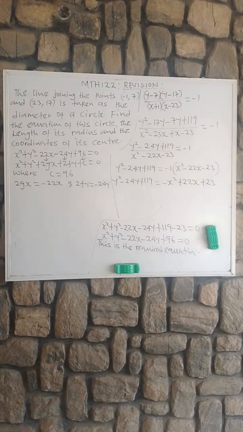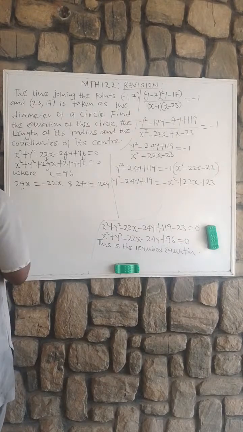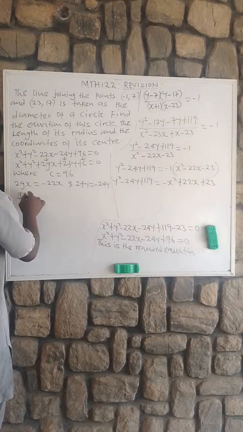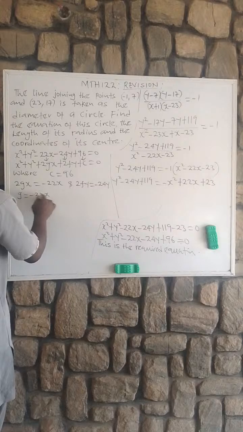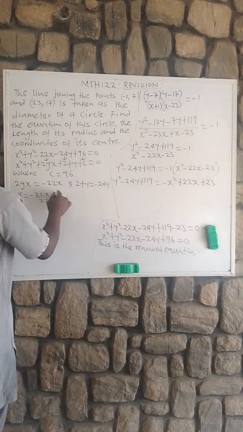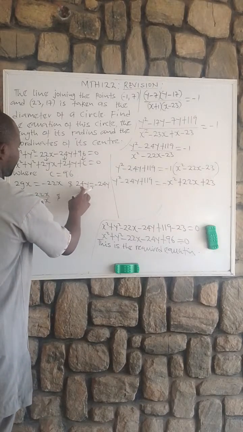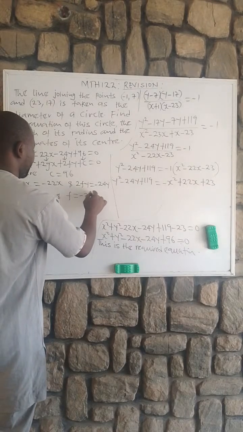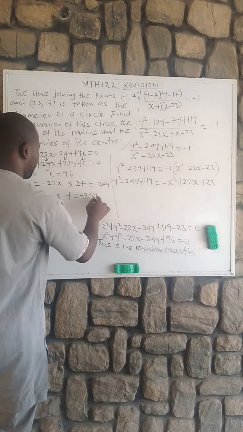Okay. So if you agree with me, it means here you don't need a prophet to tell you. For us to find g, we divide 2 by 2x. So we are going to have g equals minus 22x all over 2x. And the same thing is applicable: we divide 2 by 2y. So f equals minus 24y all over 2y.